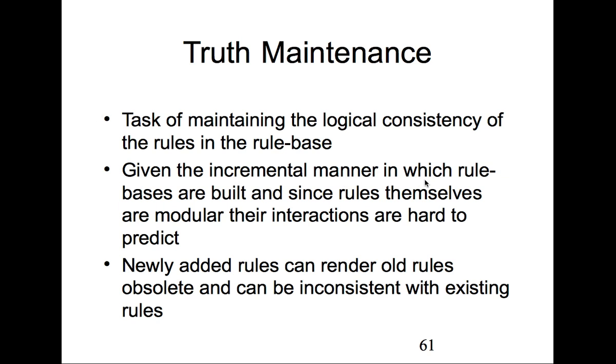So given the incremental manner in which rule bases are built, and since rules themselves are modular, their interaction is hard to predict. How do you know if you put precipitation in on your weather report, and then you put, I don't know, humidity in there, and then you put something else in there, that the inference that's drawn from the combination isn't something you would not ever expect? Which is kind of interesting, going back to what I was saying before, sometimes people build these AI systems and they use them for things they never thought they were going to use them for. Because the expert system is telling them something they never expected because of the relationships and the way that the connections are made between the rules.